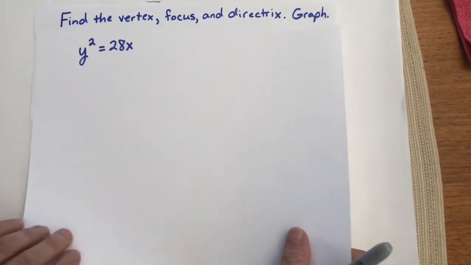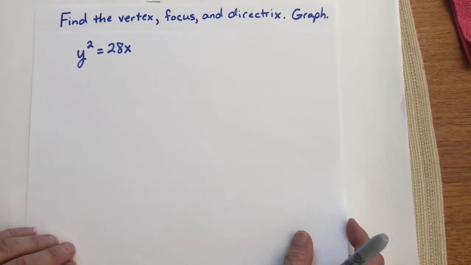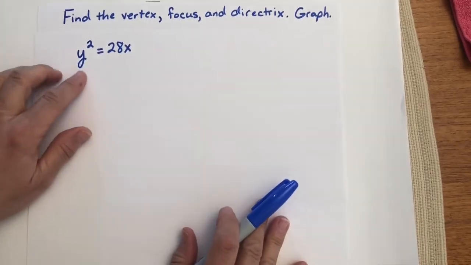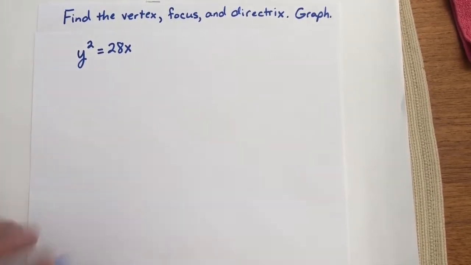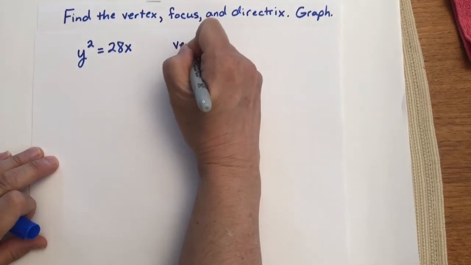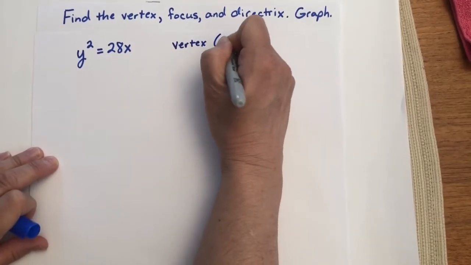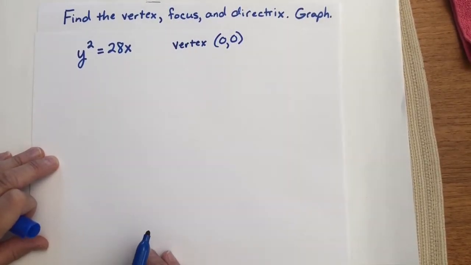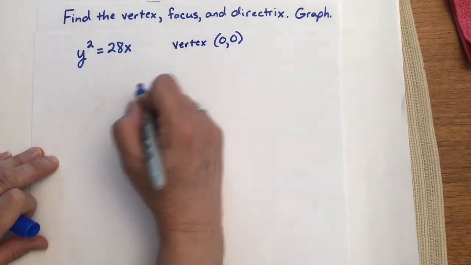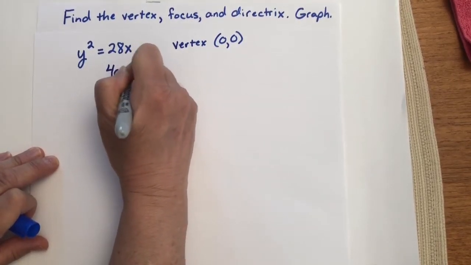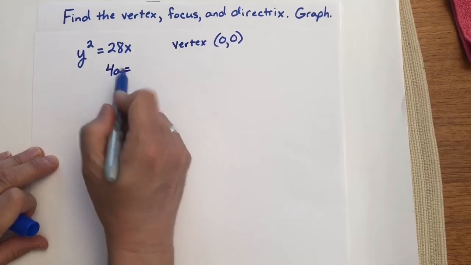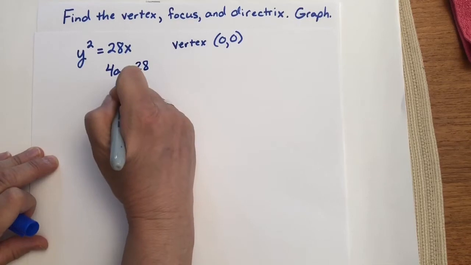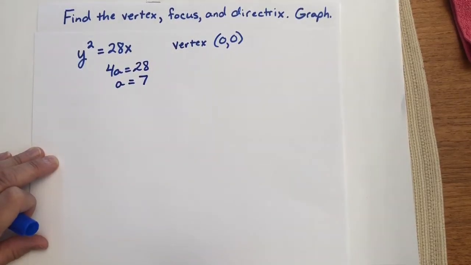We'll start with y squared equals 28x. And we see that the vertex is just going to be at the origin because it didn't get shifted off the origin. So let's just jot that down. The vertex is at (0, 0). But now I need to know what A is in order to determine where the focus is. So I set 4A equal to the coefficient of x, the coefficient of whatever this linear term is. So I see that A is 7.